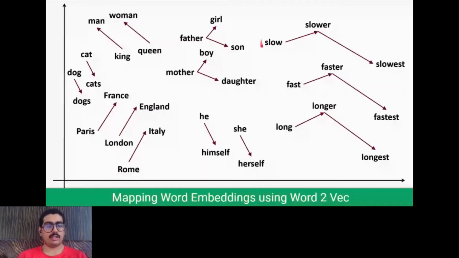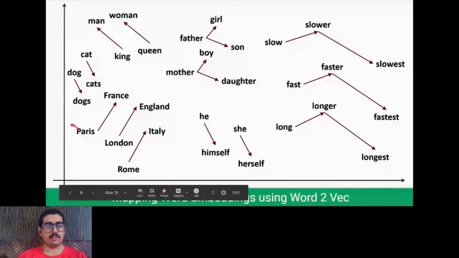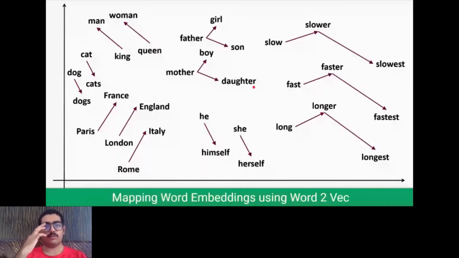Similarly here, there are also cities and countries over here. London is mapped to England, and Italy is mapped to Rome, the capital, and that sort of stuff. So you may not be understanding what I'm trying to explain here, but this is what Word2Vec actually does.